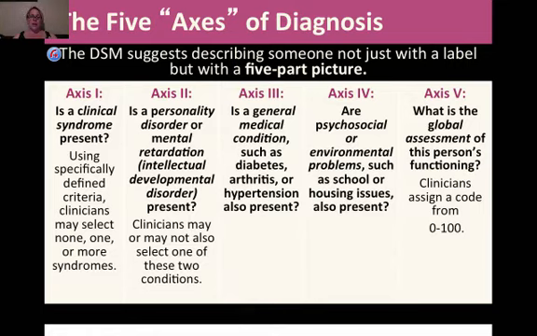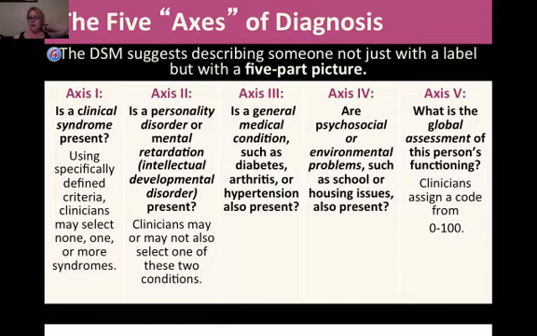Axis three is: is there a general medical condition, such as diabetes, arthritis, or hypertension, also present? Understanding a general medical condition is important because, just as syphilis gave us insight into the fact that advanced syphilis causes these disorders, we can start to find if there's an underlying cause that could be treated in a strictly medical way and not necessarily in a mental health way. Also, drug interactions are important.